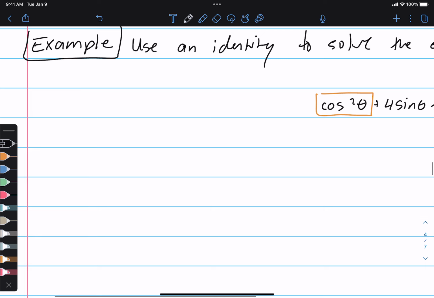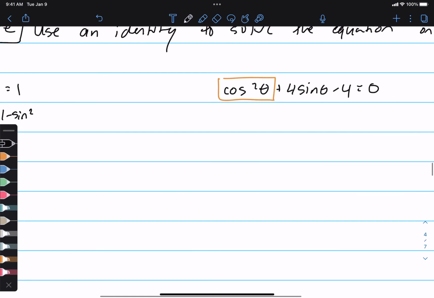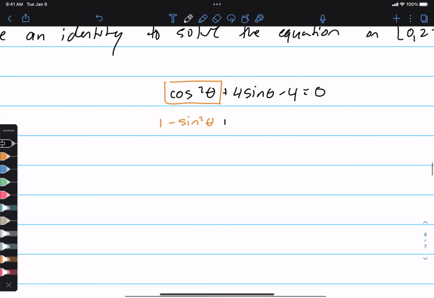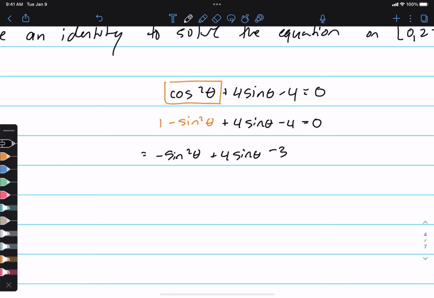So I know that the Pythagorean identity says that cosine squared plus sine squared equals 1, which means that cosine squared is just equal to 1 minus sine squared. And so I'm going to put that in. So this is 1 minus sine squared theta, and then these are the same, plus 4 sine theta minus 4, equals 0. We're going to add everything up here. Combining like terms, we get negative sine squared theta plus 4 sine theta minus 3, because this 1 here is equal to 0.